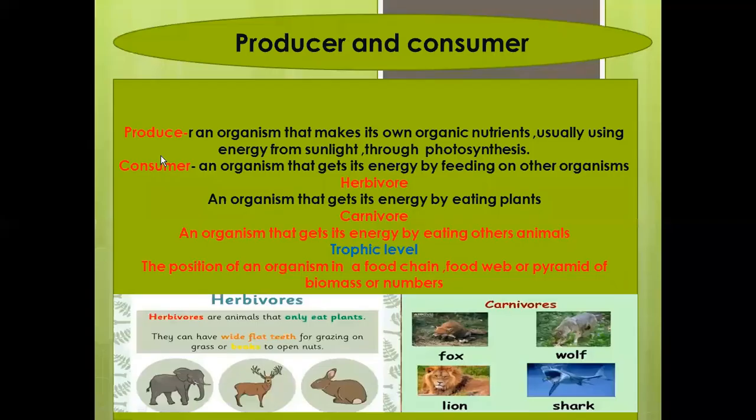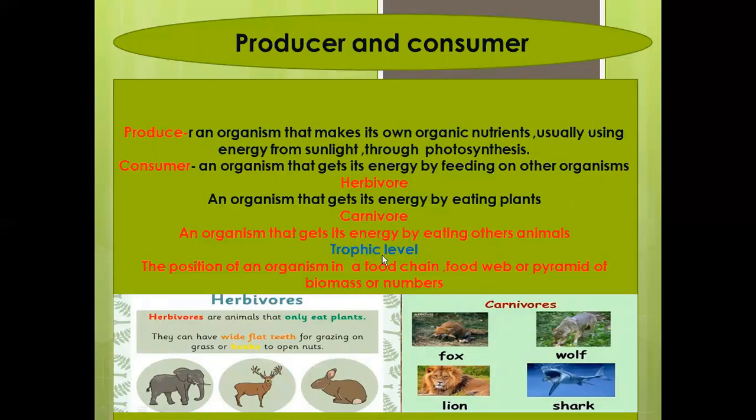So you must check this figure about herbivores and carnivores. A herbivore is an organism that gets its energy by eating plants, and the carnivore gets its energy by eating other animals. Also you can say, in another way, that it's only meat. So this is herbivore and also carnivore.